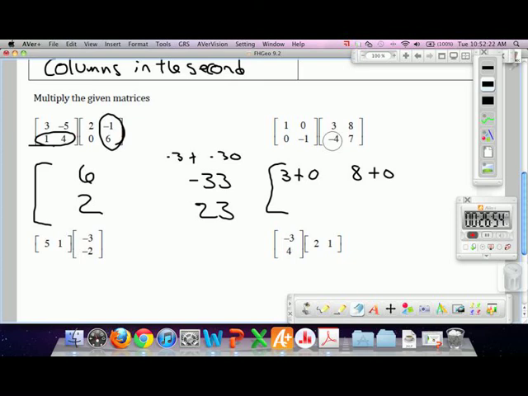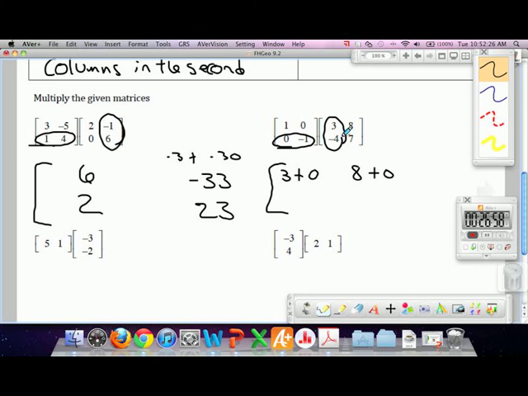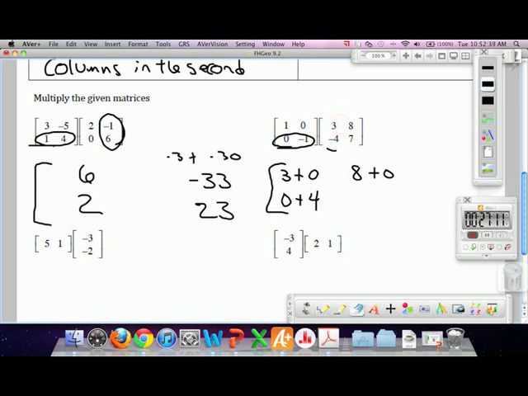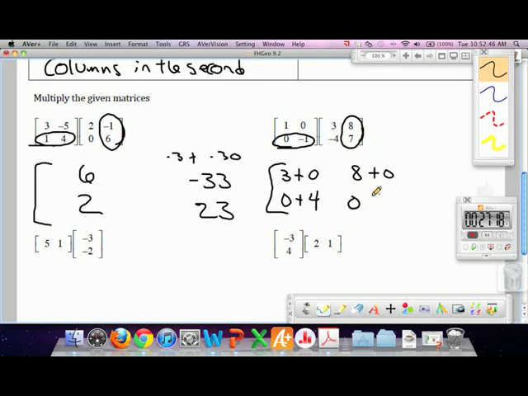Row 2, column 1. 0 times 3 is 0. Negative 1 times negative 4 is positive 4. Row 2, column 2. 0 times 8 is 0. Negative 1 times 7 is negative 7. Combine those things together, and you get a new matrix by the multiplication method. So your answer should be what? 3, 8, 4, negative 7.